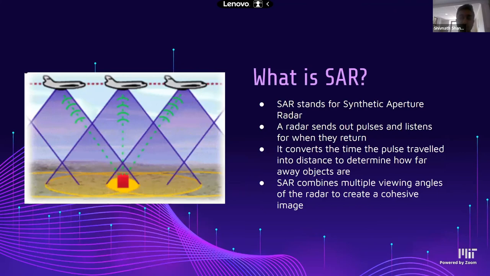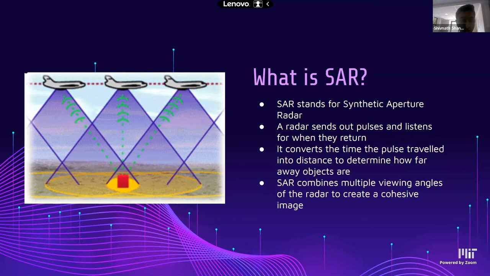So what is SAR? You've probably heard this multiple times already today, but SAR stands for Synthetic Aperture Radar. Now a radar sends out pulses and listens for when they return. And using the radar range equation, we can convert the time the pulse traveled into distance to determine how far away objects are.